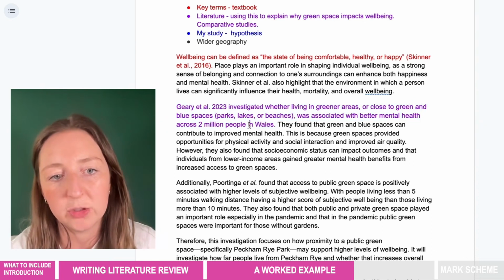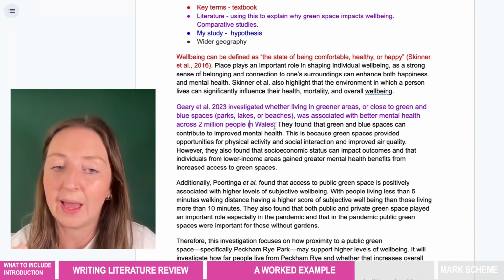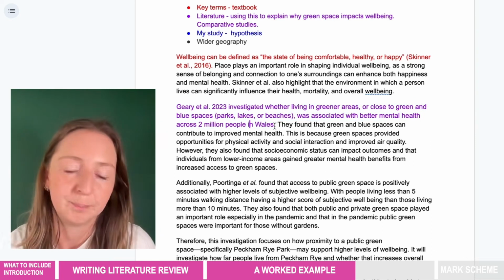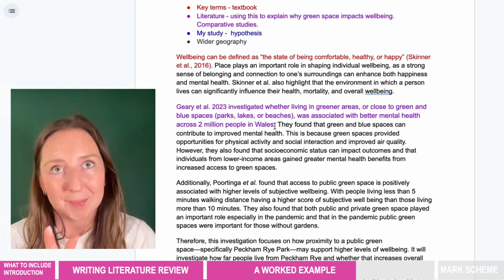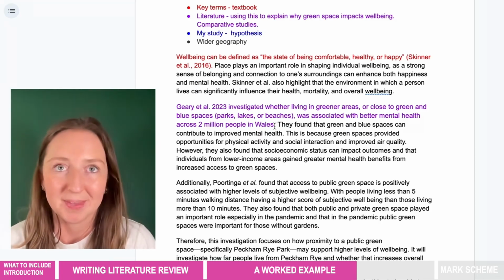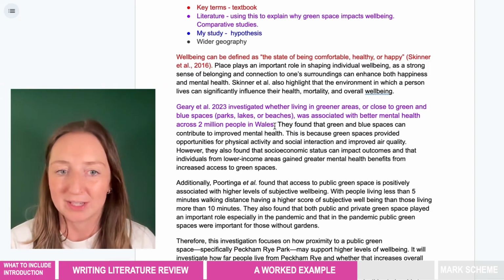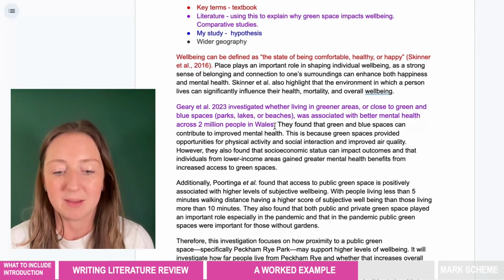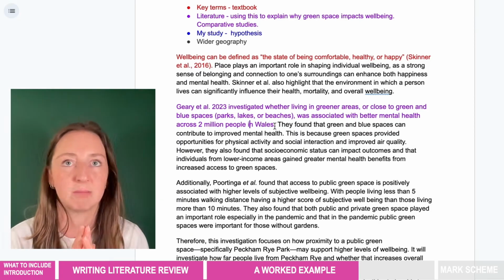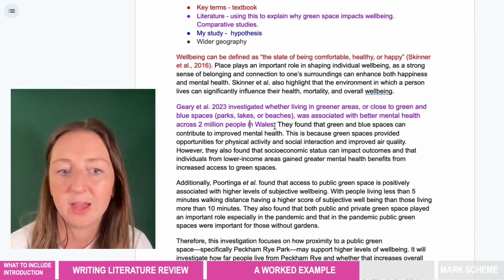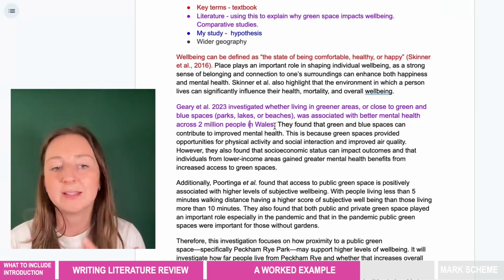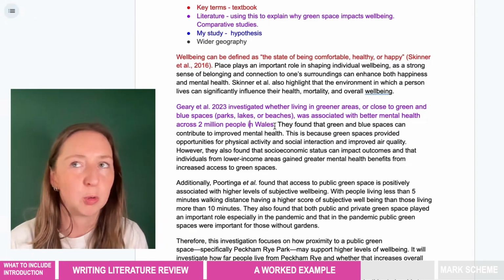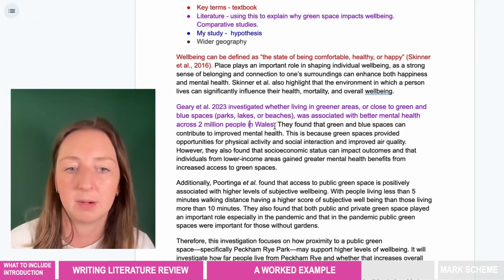I really like including when I'm writing the literature where it was located and the scale of it, because my project is based in London and therefore the access to green space is very different than maybe the Welsh population. There's a lot more national parks that are closer, there's a lot more beaches. So later you can start to critique how your investigation is similar or dissimilar to the literature.